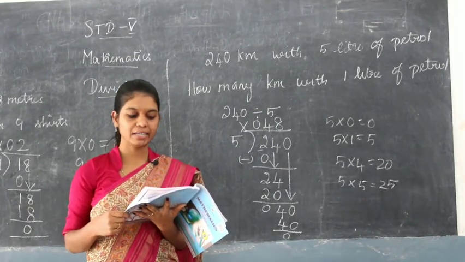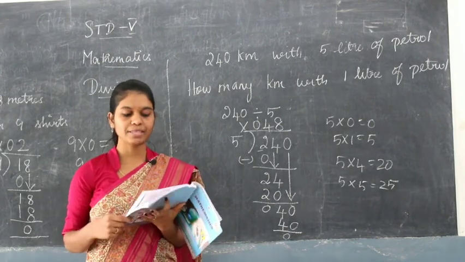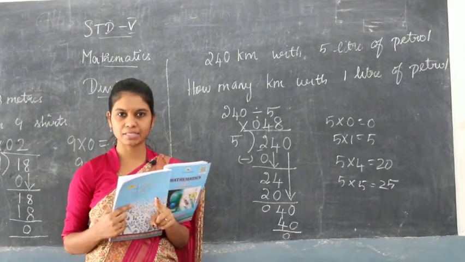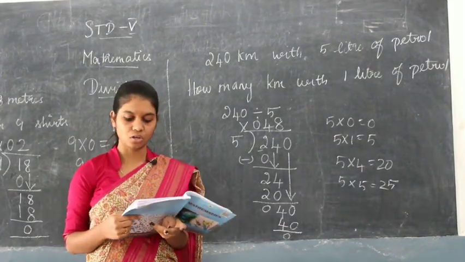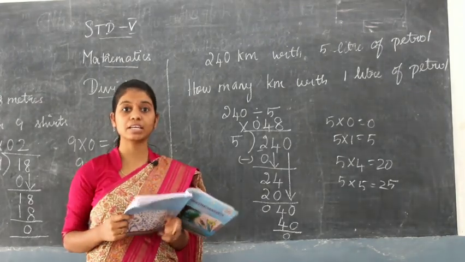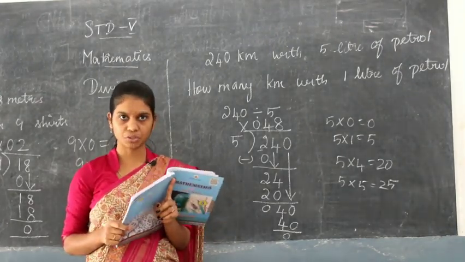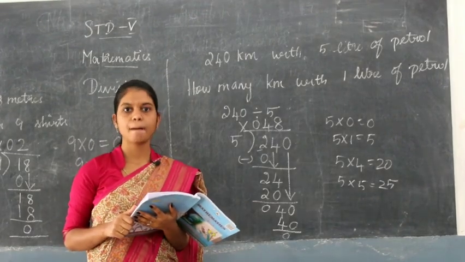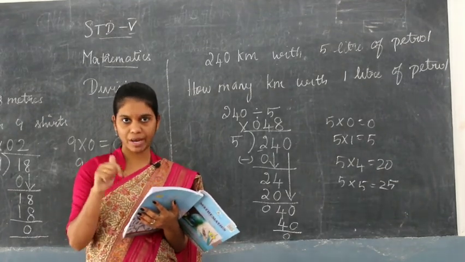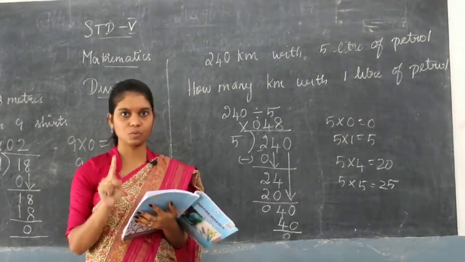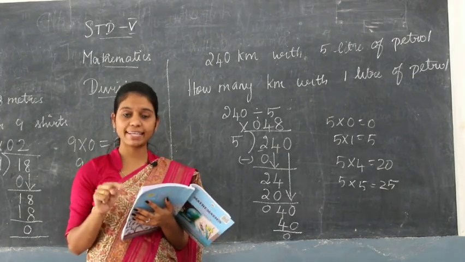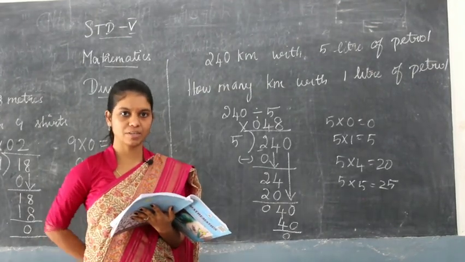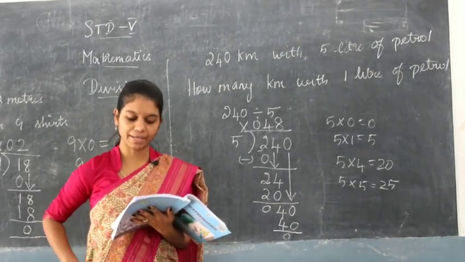Okay, the next question is the annual income of a person is 90,912. Find his monthly income. So annual means 1 year. 1 year contains how many months? 12 months, right? So they are asking what is the income for 1 month. So what you should do is you should divide 90,912 by 12 because there are 12 months in 1 year.